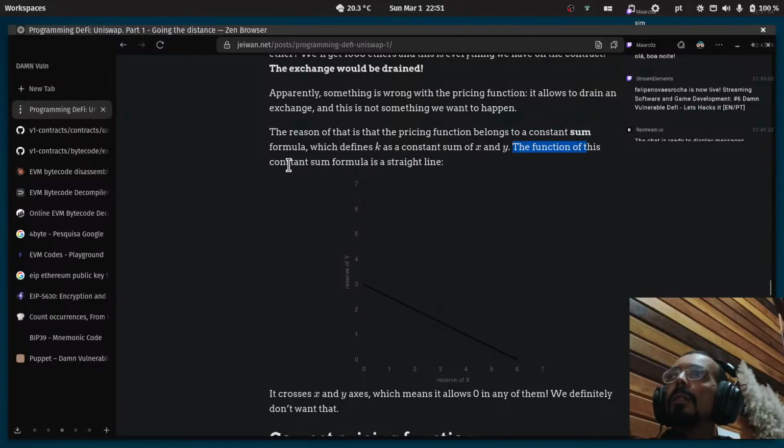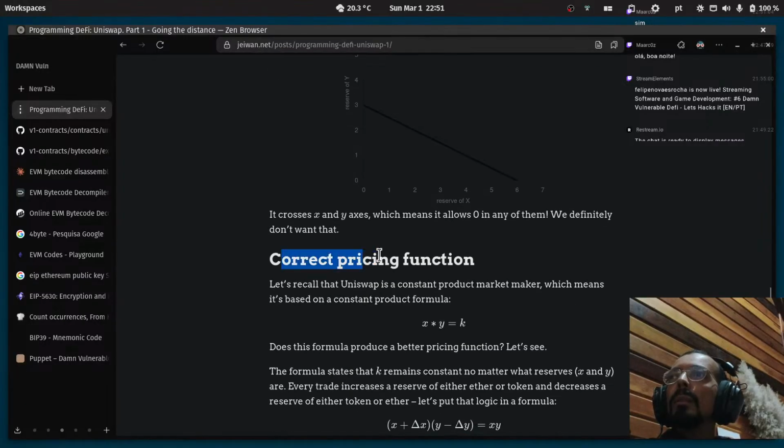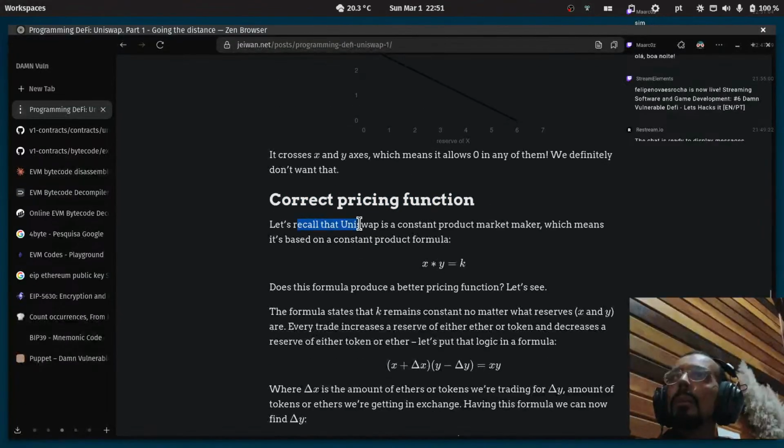The function of this constant sum formula is a straight line. It crosses the x and y axes, which means it allows 0 in any of them. We definitely don't want that. Okay. Correct pricing function. Let's recall the constant product market maker formula. Does the formula produce a better pricing function? Let's see. The formula states that k remains constant no matter what the reserves are.